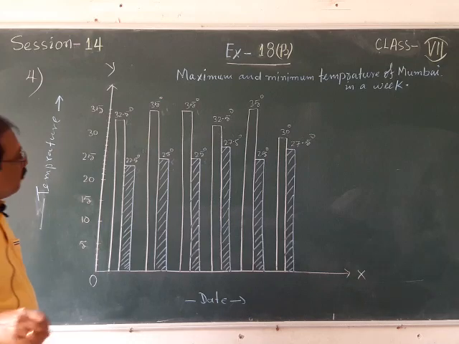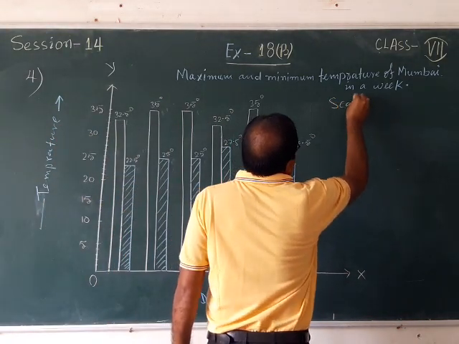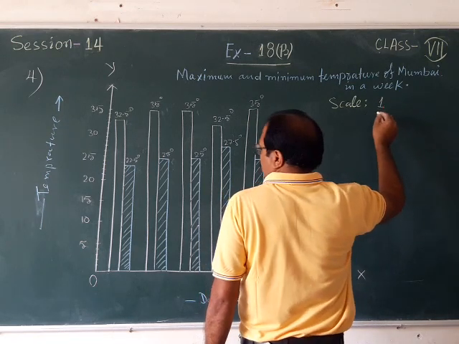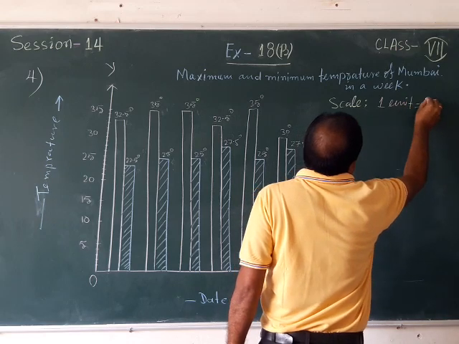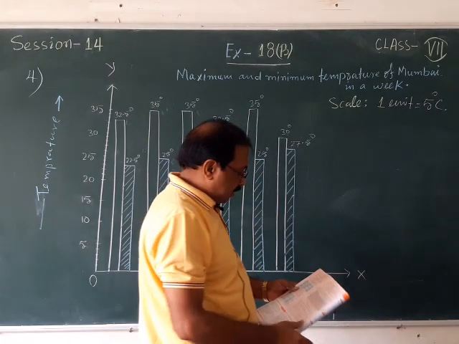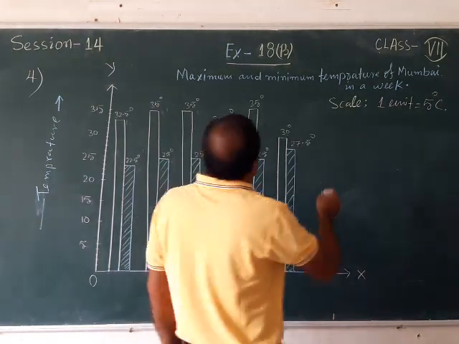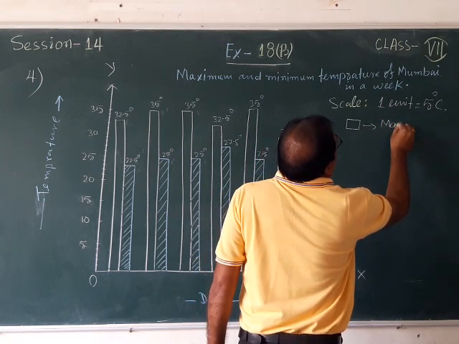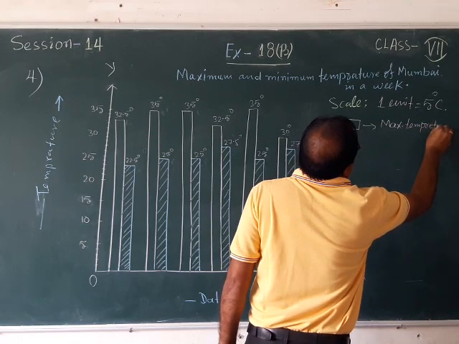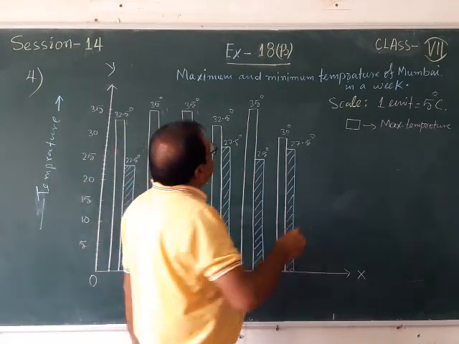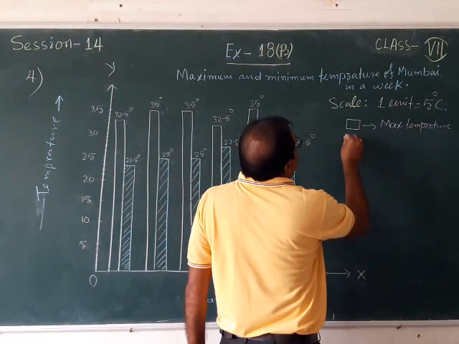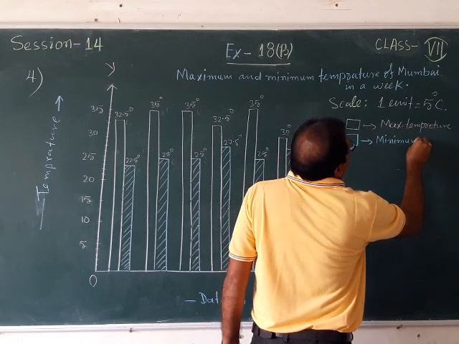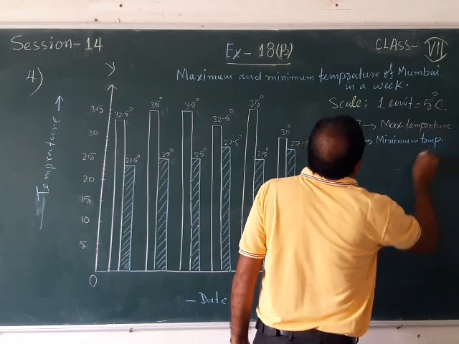What is missing? Here scale is missing. What scale I have taken? So regarding scale, I can write what scale I have taken. I have taken the white bar scale, means I have taken one unit equal to 5 degree centigrade. That is our unit. And then the indicator, what I have taken, the white bars show the maximum temperature. And the green bar, sorry, the blue bar which I have drawn, this blue bar, it is showing the minimum temperature. Okay, so what is scale?